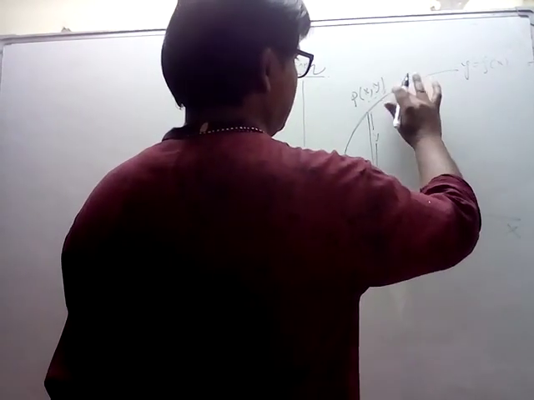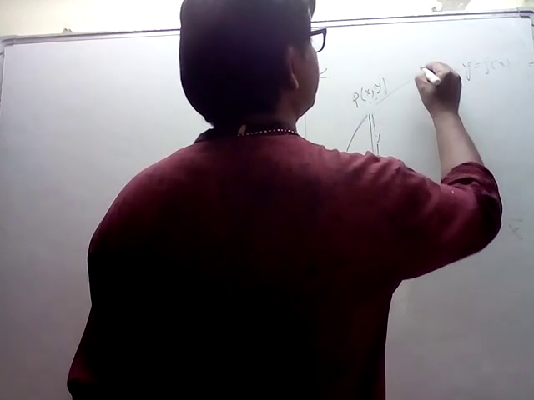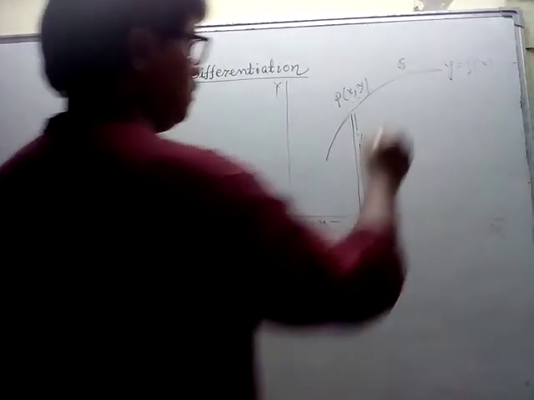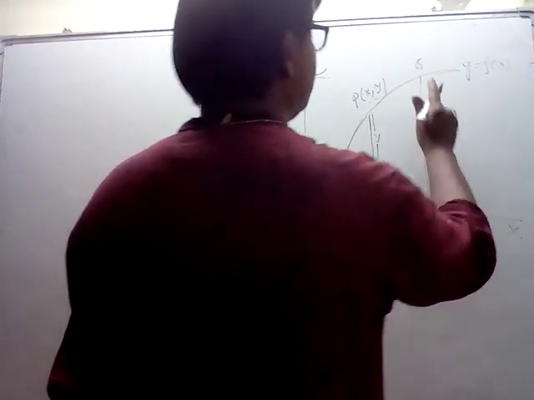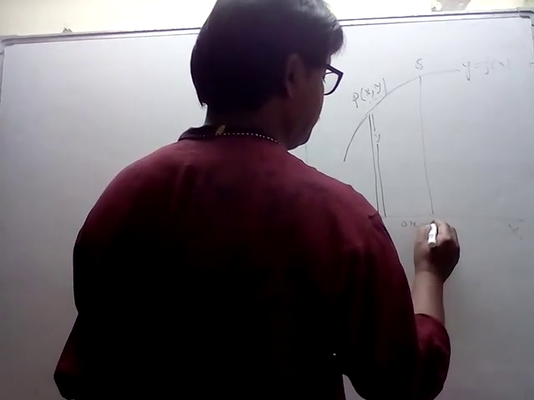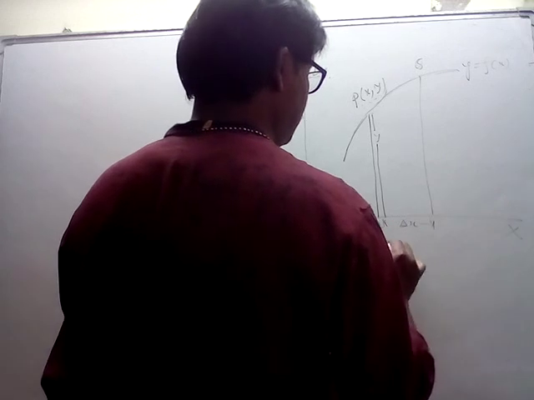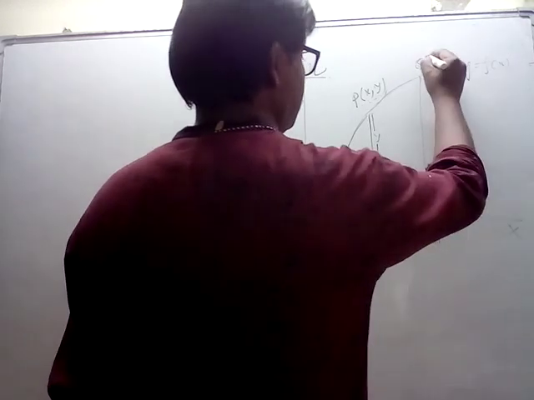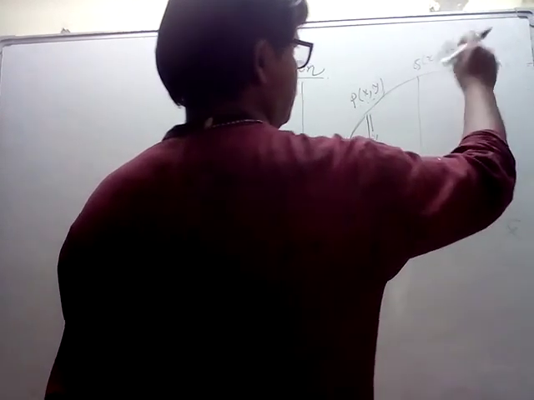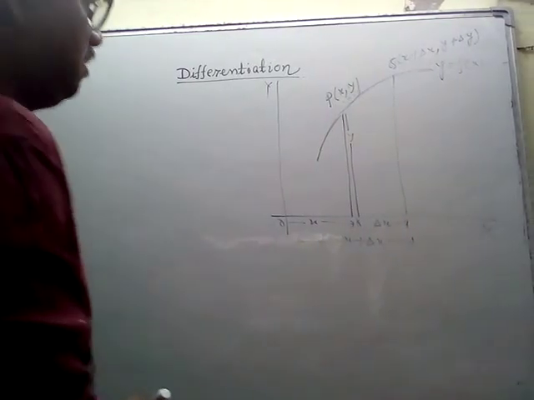And Q is another, very neighboring point. If the value of x receives an increment delta x, then this equals x plus delta x. Then the coordinate of Q is x plus delta x comma, and the value of this is y plus delta y.